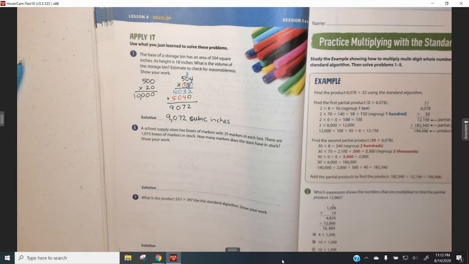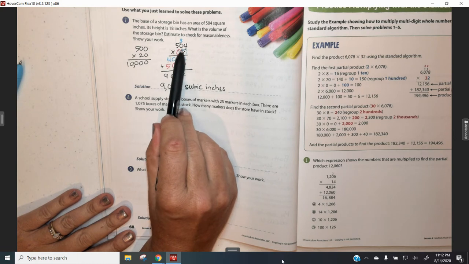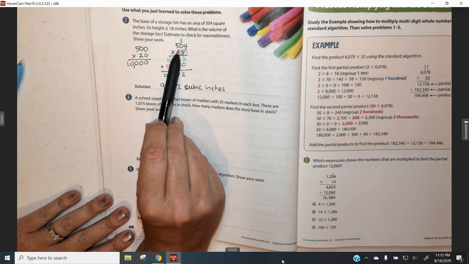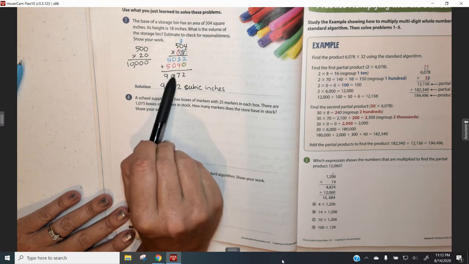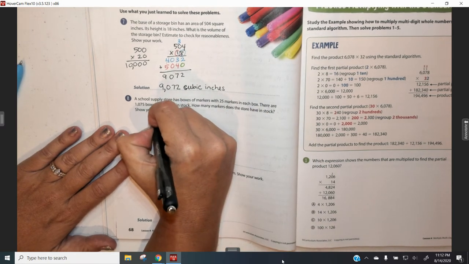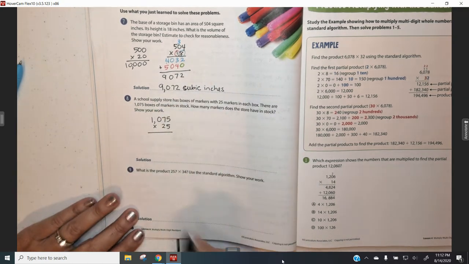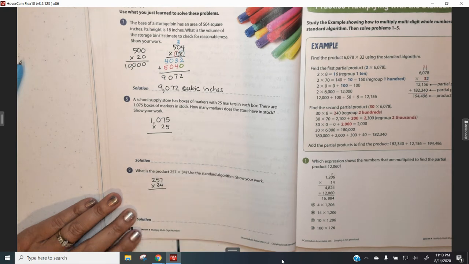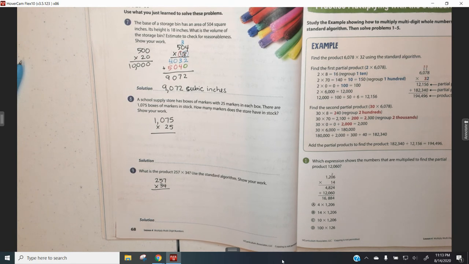So great job. So now I'd like for you to do number 8 and 9 on your own, remembering to first multiply by the ones digit by the top factors. Then don't forget your placeholder 0 because you're multiplying by a tens digit. Then multiply your tens digit times the top factors as well, and then add together to get your final product. So you're down here, you're going to do 1,075 times 25. And then down below, you're going to do 257 times 34. Go ahead and pause your video, do those two math problems, and then come back when you're done to see if you got them right.